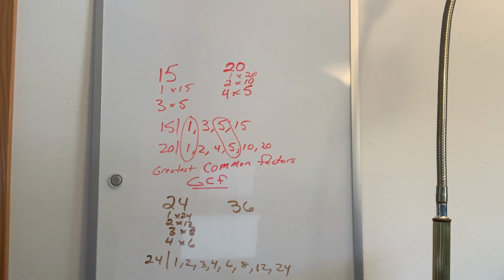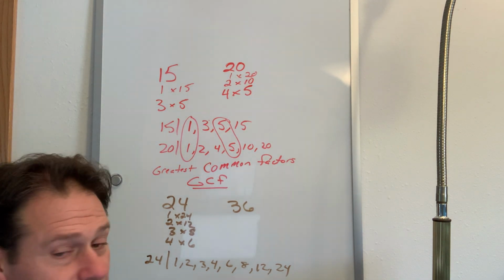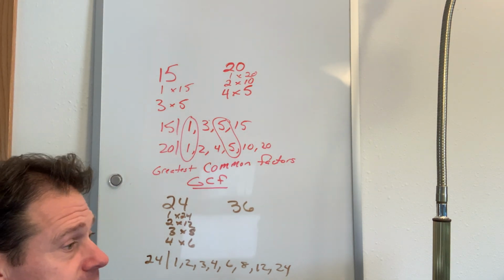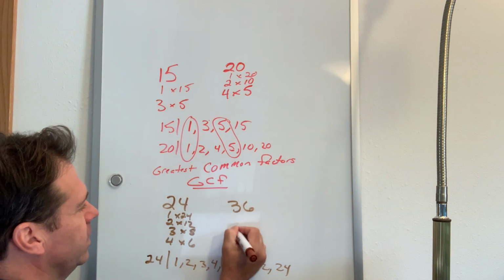So for 36, Chatty. 9 times 4. Very good.